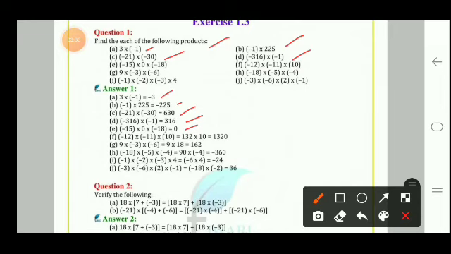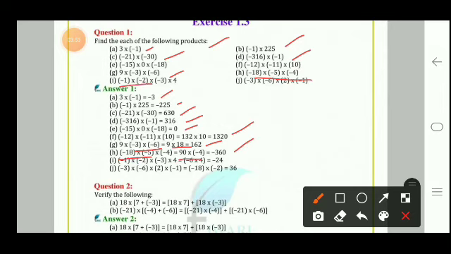Then we have the next: minus 12 into minus 11 into 10, which is equal to 132 into 10, that is 1320. Then we have 9 into minus 3 into minus 6; minus 3 into minus 6 will be 18, so 9 into 18 is equal to 162. Then we have minus 18 into 5 into 4: minus 18 into 5 is minus 90, and minus 90 into 4 is minus 360.